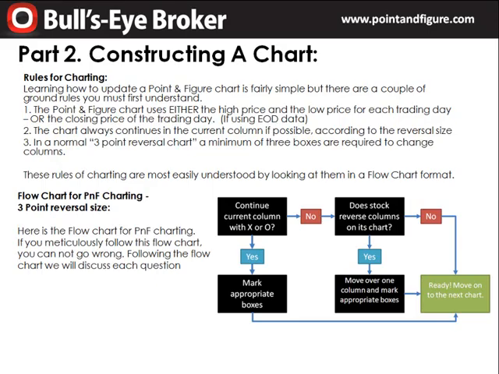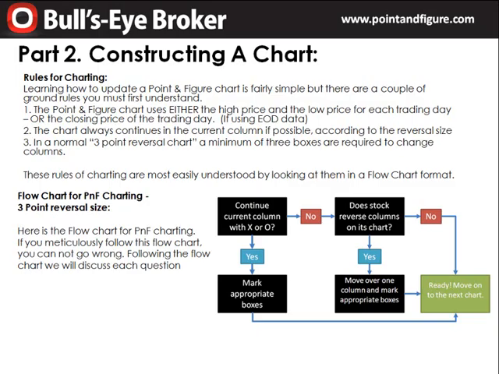The first thing you need to understand is that a point and figure chart uses either the high price and the low price for each trading day, or the closing price of the trading day. 2. The chart always continues in the current column if possible, according to the reversal size. 3. In a normal 3-point reversal chart, a minimum of 3 boxes are required to change columns.